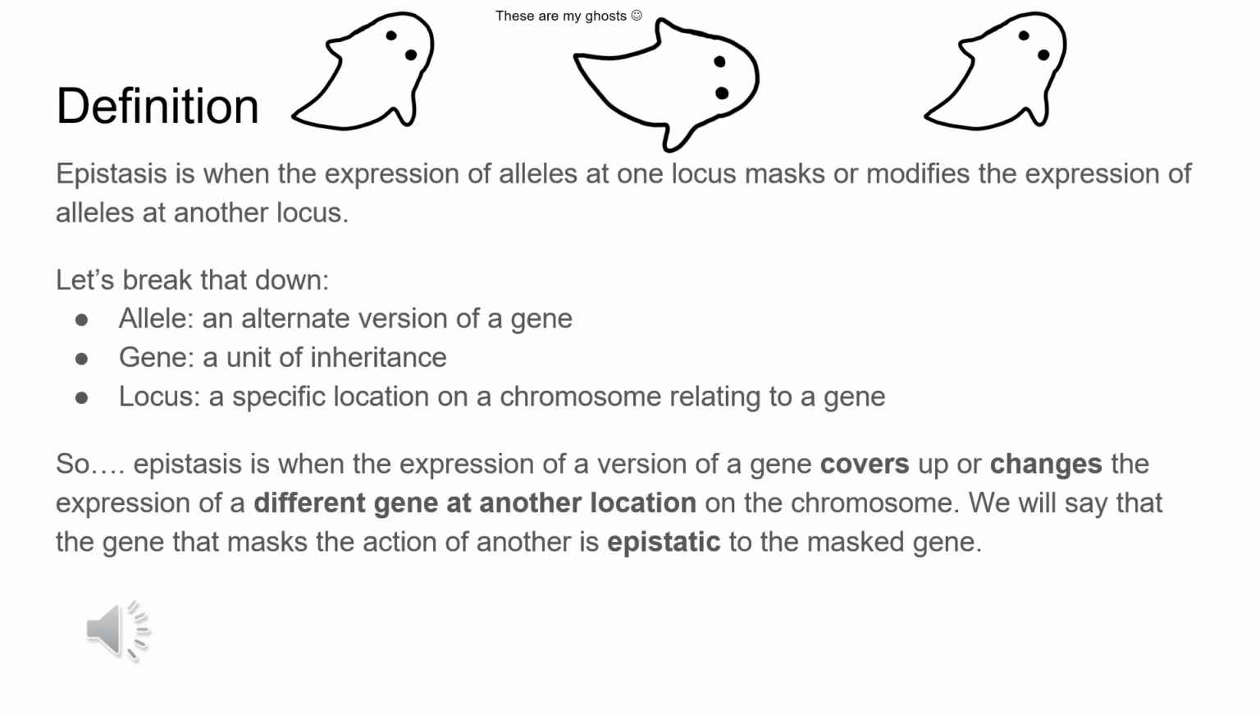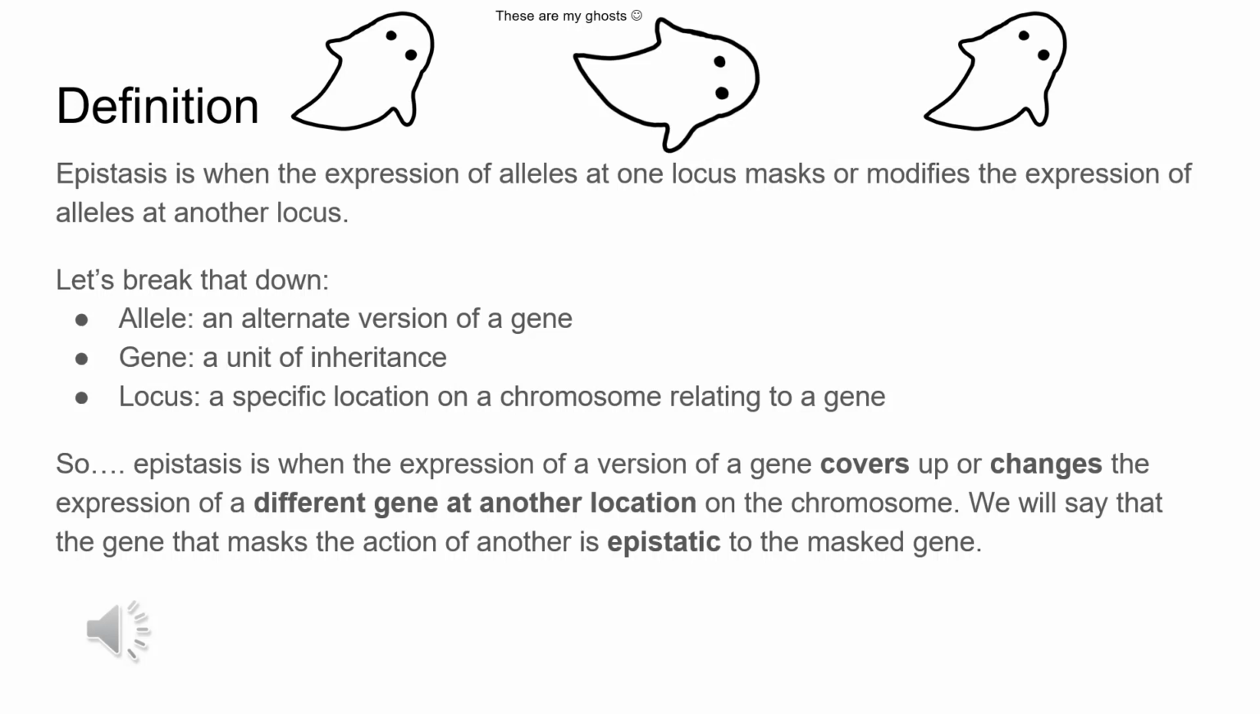An allele is an alternate version of a gene. A gene is a unit of inheritance, and a locus is a specific location on a chromosome relating to a gene. So more simply put, epistasis is when the expression of a version of a gene covers up or changes the expression of a different gene at another location on the chromosome.